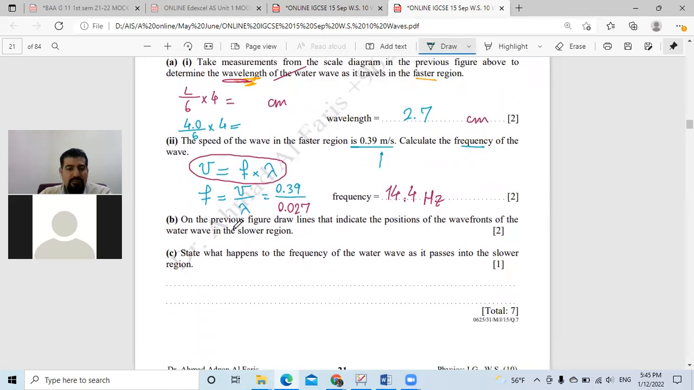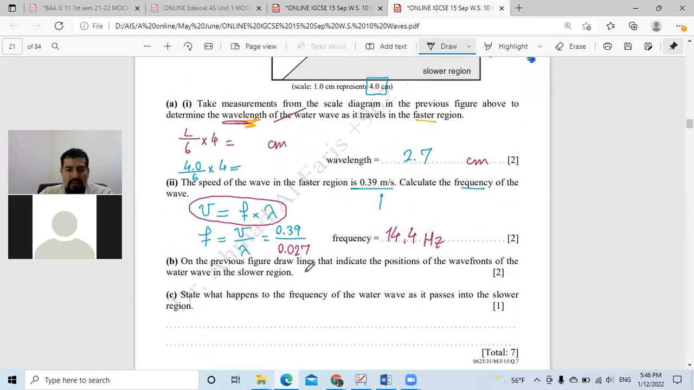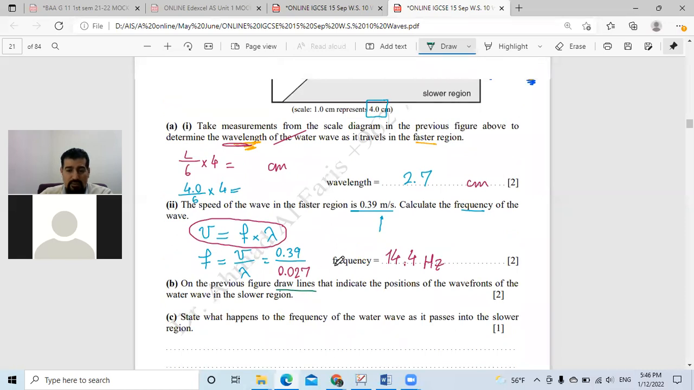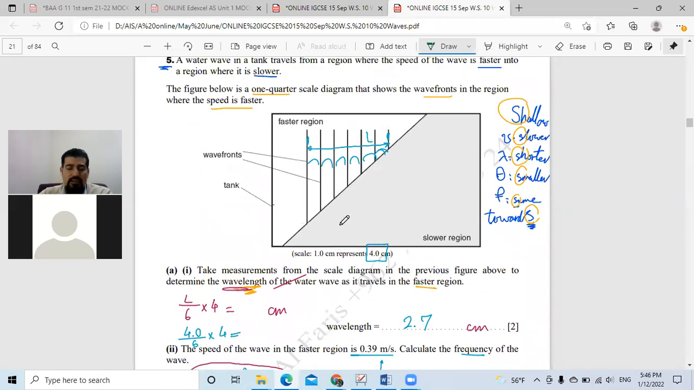Let's move on. On the same previous figure, draw lines that indicate the position of the wavefront of the water wave in the slower region. Now, here we have two choices. It will not be a straight line. It will be curved like this.